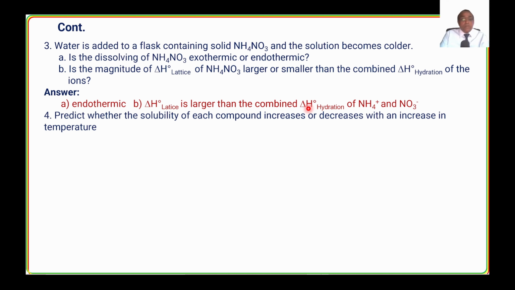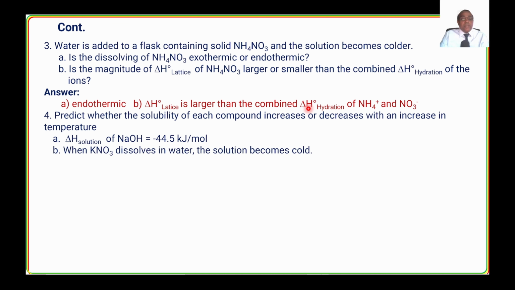Okay, see number 4. So you have the enthalpy of solution of sodium hydroxide, which is minus 44.5 kilojoule per mole. When potassium nitrate dissolves in water, the solution becomes cold. Third case, when cesium chloride dissolves in water, plus 17.8 kilojoule per mole. So what happens to their solubility? Do you think the solubility increases as temperature increases in all cases? So give your answers and then when you are ready, just play the video to see the answers.